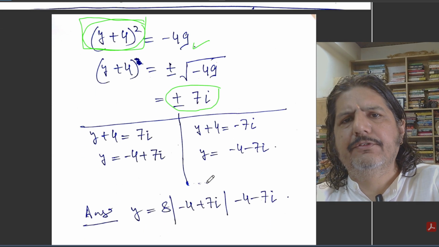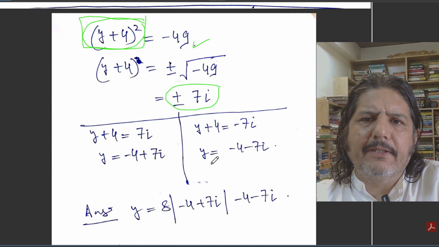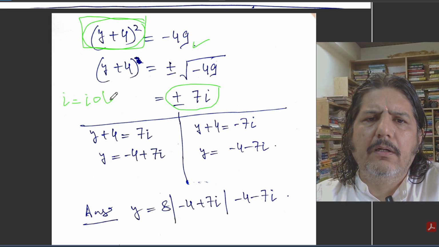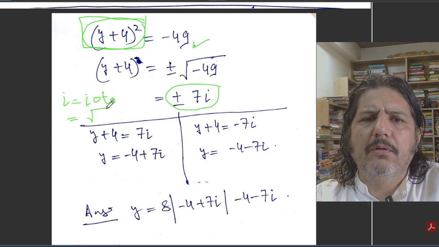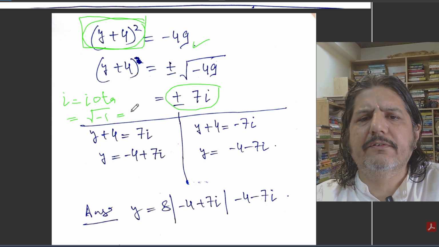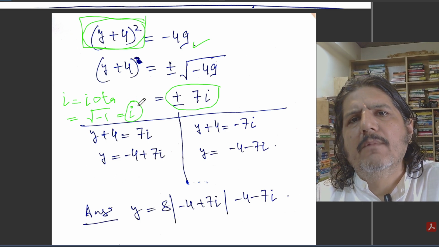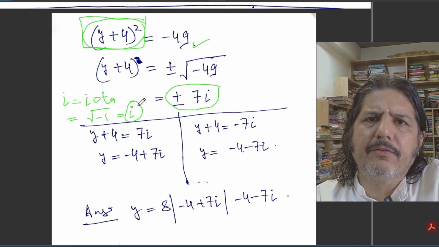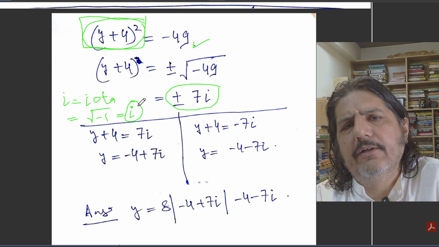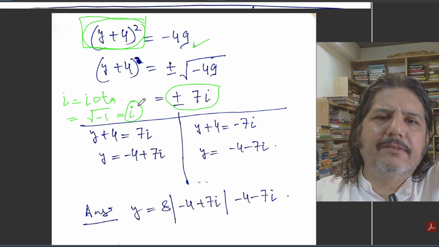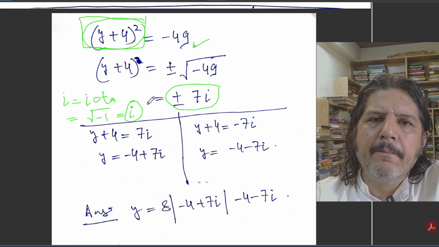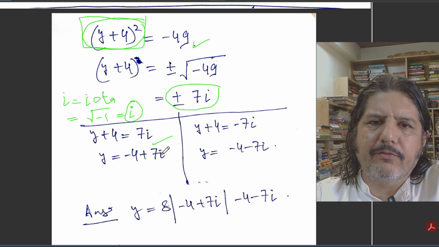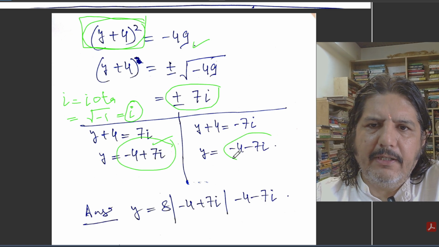I hope you have some idea of complex numbers. Basically, iota is equal to root of minus 1. This is known as iota. I have a series on complex numbers also. I'll try to put the playlist here also. You can have a look at that, a simple introduction to iota. Again, this is something which I won't be discussing here. So my y plus 4 is equal to 7 iota. My y plus 4 is minus 7 iota. So this is one of the y, and this is another y.